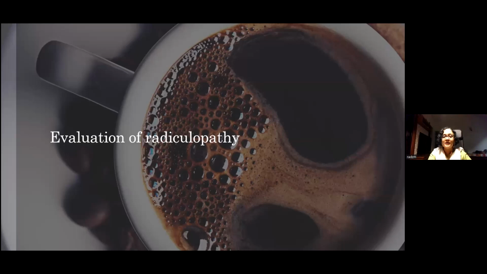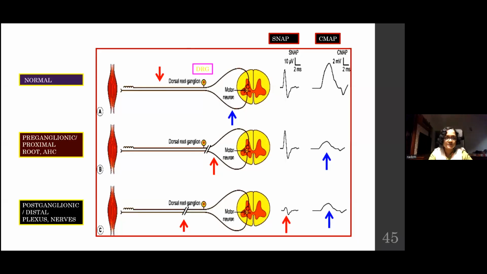Okay, so quickly go through evaluation of radiculopathy, just 3 cases here. So I think we had already spoken about radiculopathy, preganglionic, postganglionic in the previous discussion. So in a normal potential, you see the normal SNAP or sensory nerve action potential, normal compound muscle action potential. In preganglionic or proximal, the sensory nerve action potential is normal because you measure your sensory nerve action potential in this bit from dorsal root ganglion to the skin, while the motor potential may be abnormal depending on the pathology.